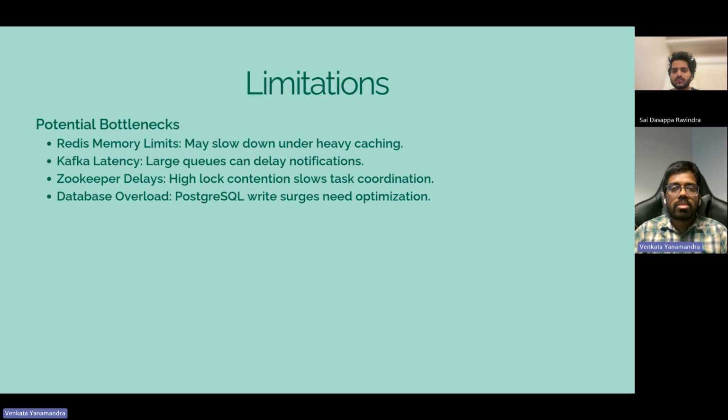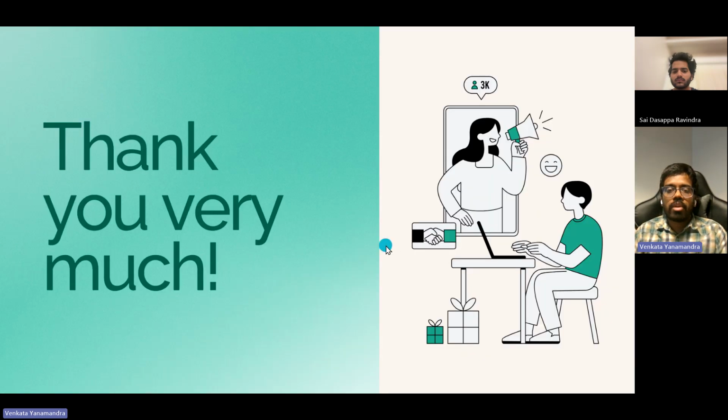These are some of the limitations of our project. The project can slow down under heavy caching because real-time caching is used via Redis and Kafka. This might put some load on Redis, and Kafka latency can also occur with large queues, which can delay the notifications and the assigning of tasks to users. Database overload might also occur with Postgres loads. So yeah, that's all about our execution.